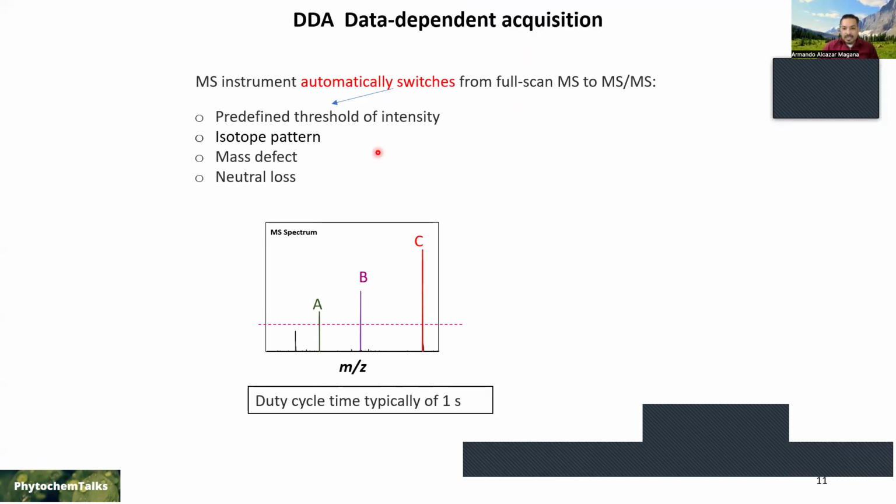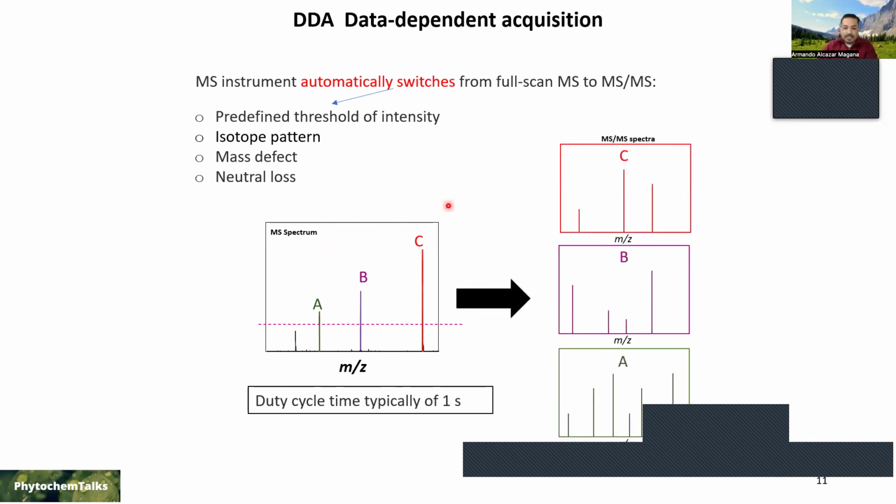So basically, this is what is happening in the instrument. Imagine that the ions are coming out of the column and they have different size and different abundance. We can decide how we trigger the fragmentation of those ions. Imagine that this is your compound from your plant. We can choose an intensity, which is the most common way, and then all the ions that pass that intensity get fragmented.